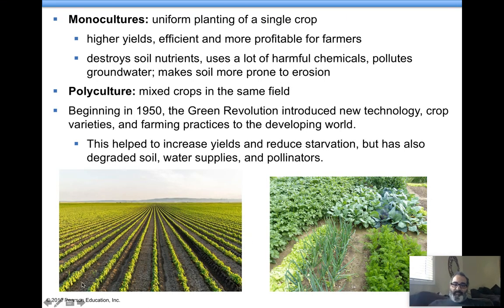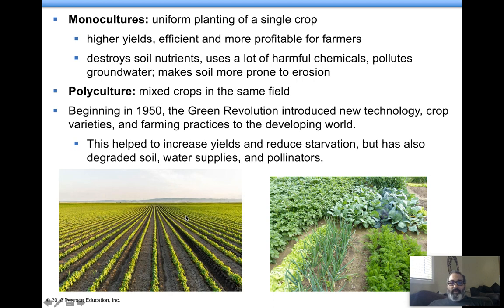Monocultures. Well, here's a picture of a monoculture. When you drive through farm country in California, you see a lot of monocultures. What are they doing? A single crop. Why do they do it? It boosts their yields. They are only worried about one thing. It makes their life simpler. It's more efficient because they're only doing one type of crop. It's generally more profitable for farmers. So this is the main type of farming you'll see, industrialized monocultures.